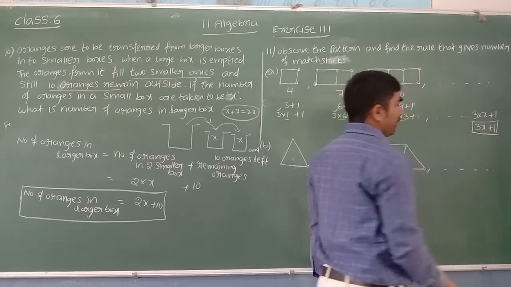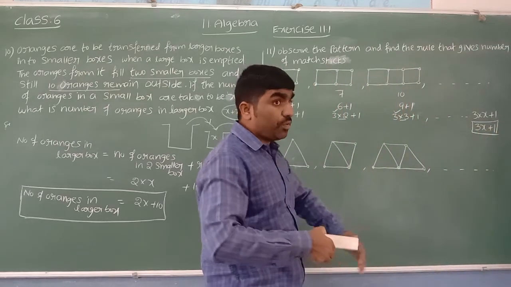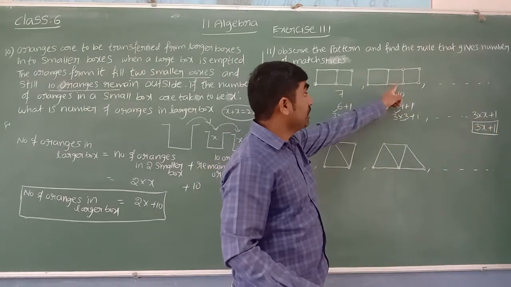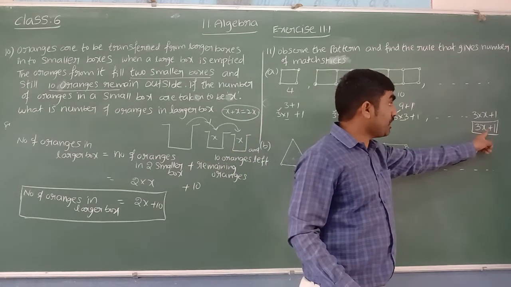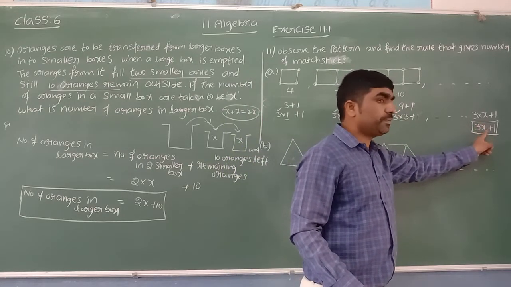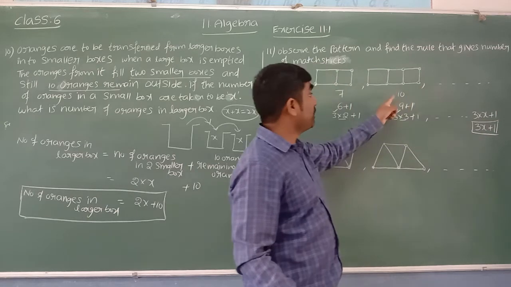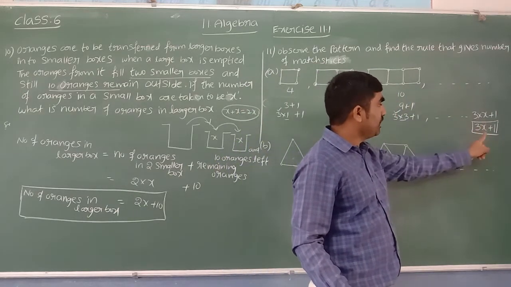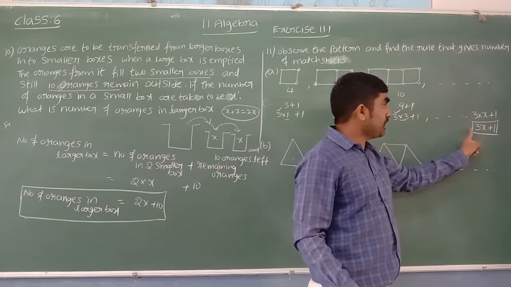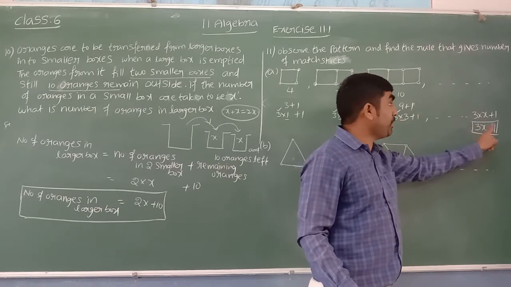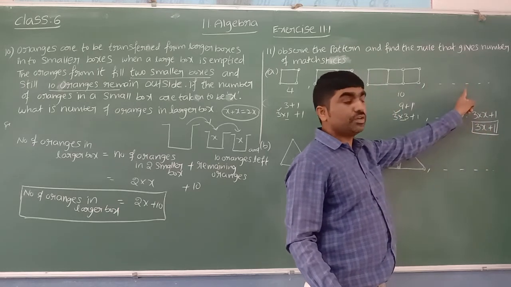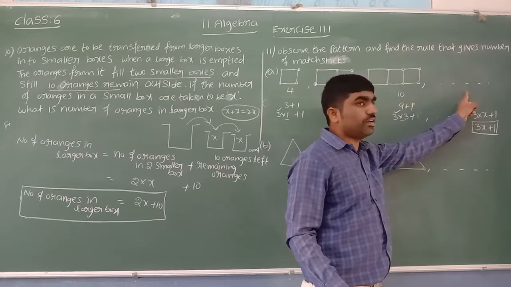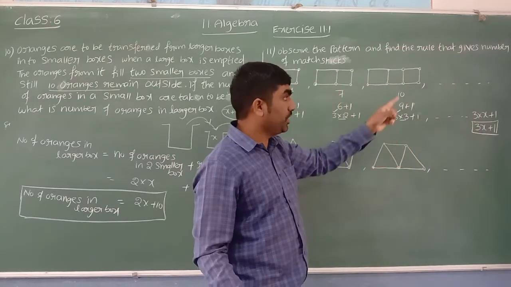Suppose you want to know the number of matchsticks in the third figure, take x equal to 3. 3 into 3, 9, plus 1, 10 matchsticks. If you want to know the number of matchsticks in the fourth figure, take x equal to 4. 3 into 4, 12. 12 plus 1, 13. So if you draw the continuation, the next figure will have 13 matchsticks in the fourth figure.